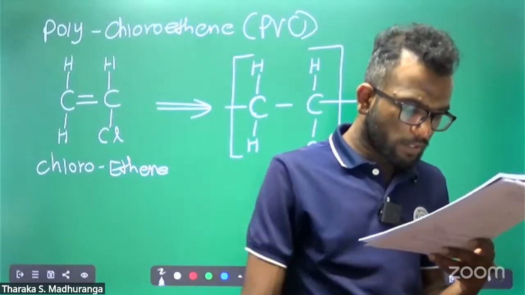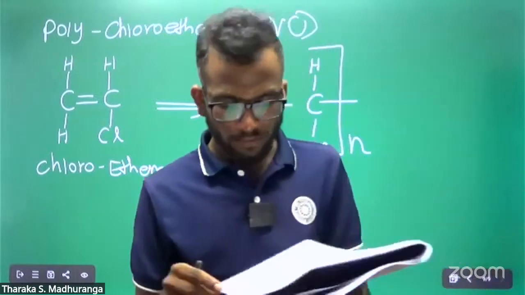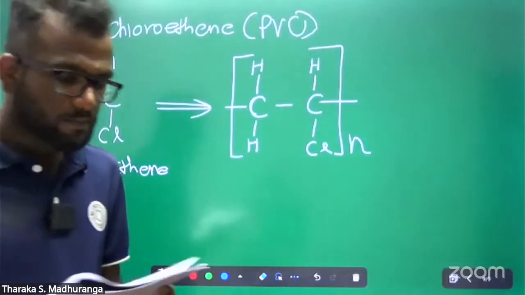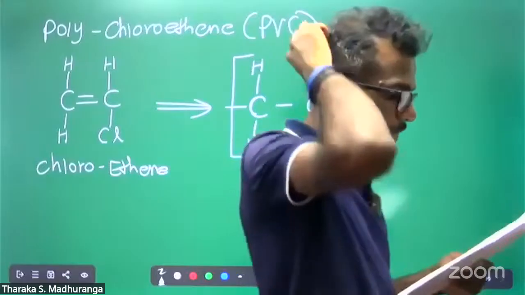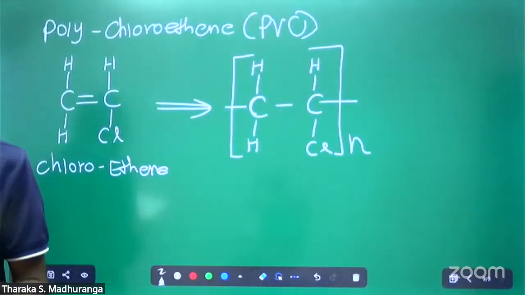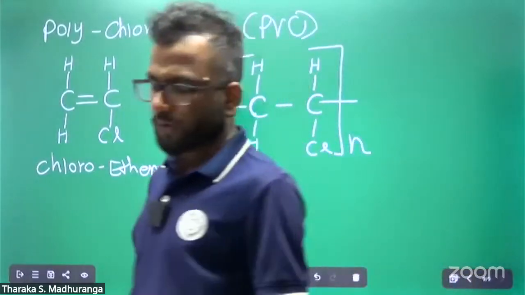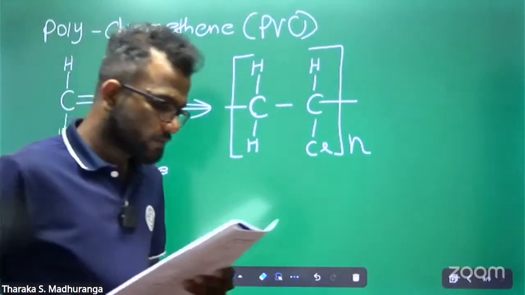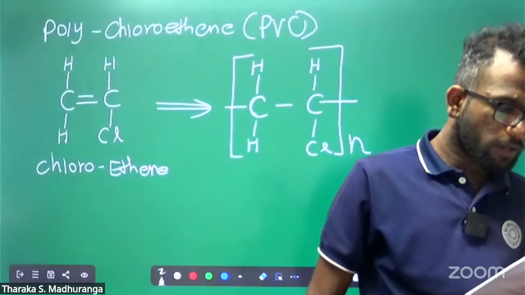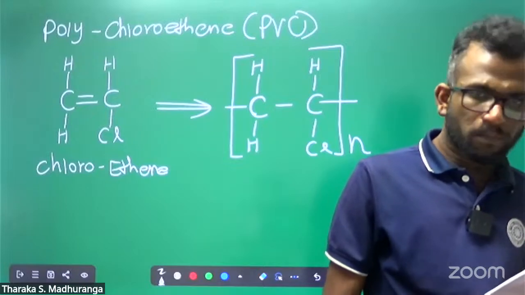Rigid and strong, can be made flexible by adding plasticizers, resistant to fire and water. That's why we use it as pipes. Uses: pipes, electrical cable insulation, window frames. Yes, a lot of uses. Polychloroethene, polyvinyl chloride.